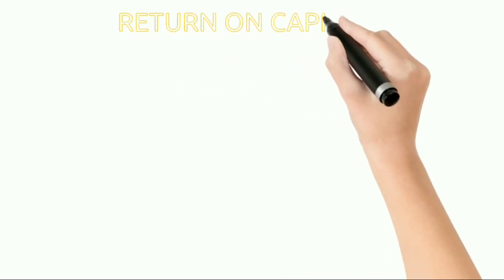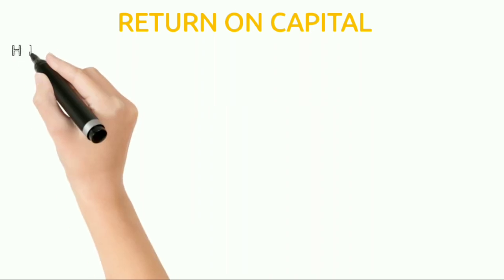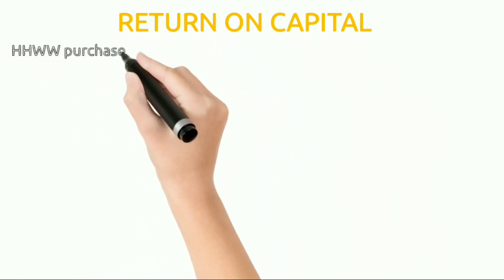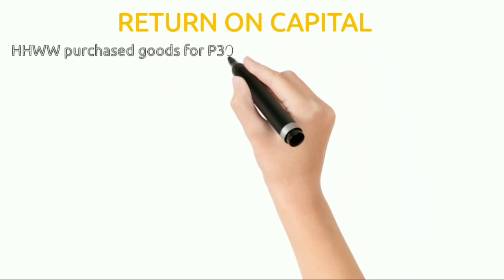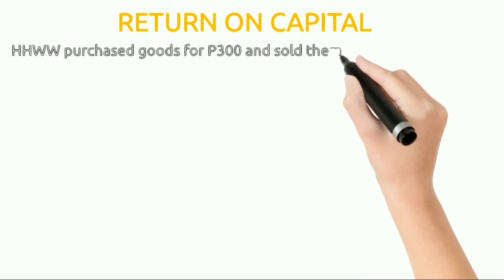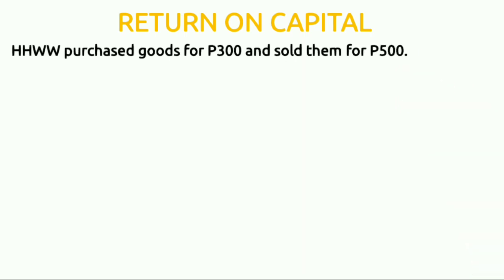Unahin nating i-discuss yung first element of gross income, which is return on capital. Pag sinabi nating capital, it means wealth. Any wealth or property of the taxpayer. Now, for you to understand this easily, we will have an illustration. HHWW purchased goods for 300 pesos and sold them for 500 pesos. Now, i-analyze natin kung ano ba yung laman ng 500 pesos na yan.